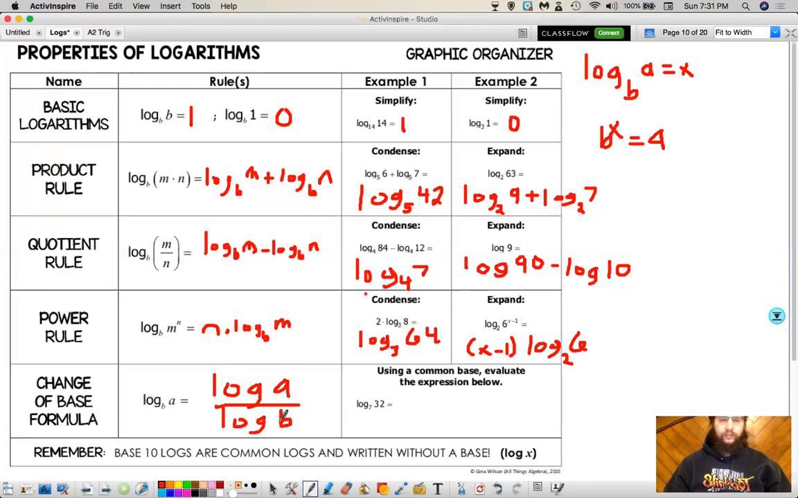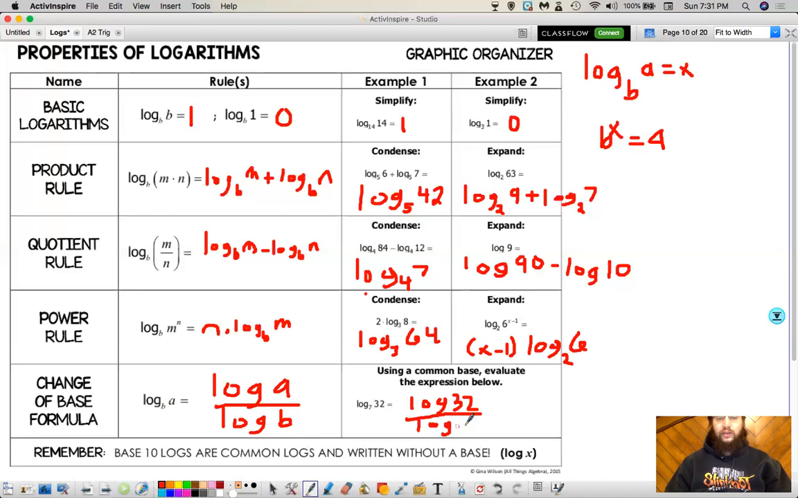So if you have a base of, let's say, 3, a lot of calculators don't have a log base 3 button, so you'd have to put log, which is understood to be log base 10, that's your common log, divided by log of whatever your argument is. Let's see here, we have 32 and 7, so we rewrite this as log of 32 over log of 7.